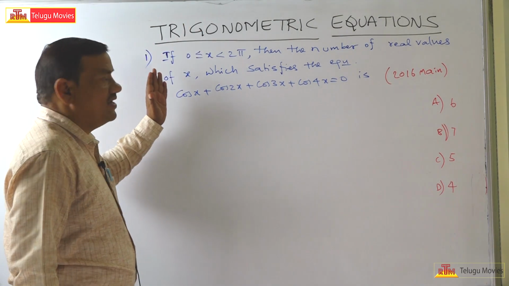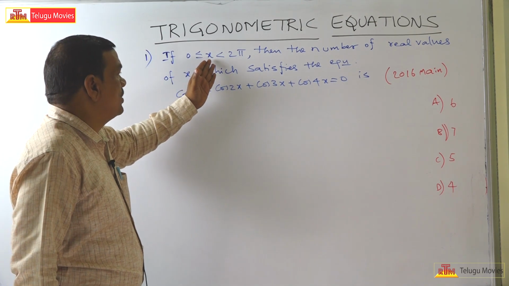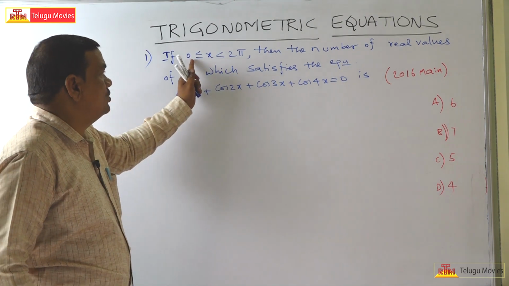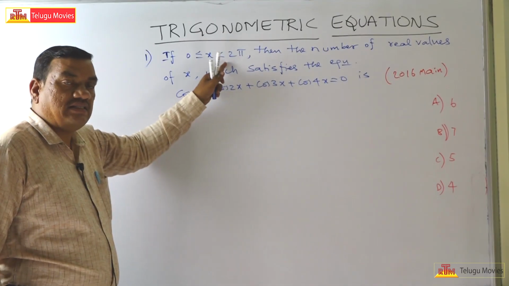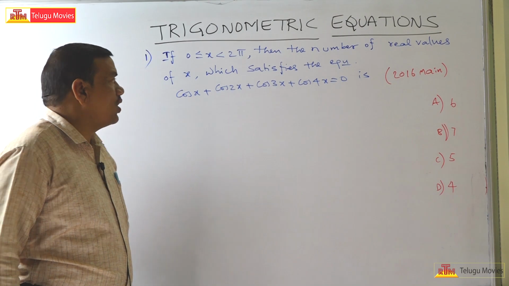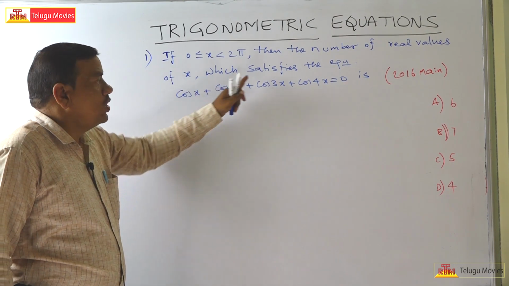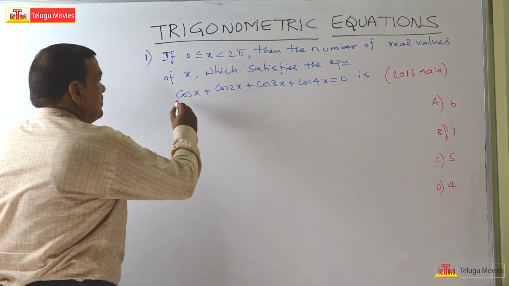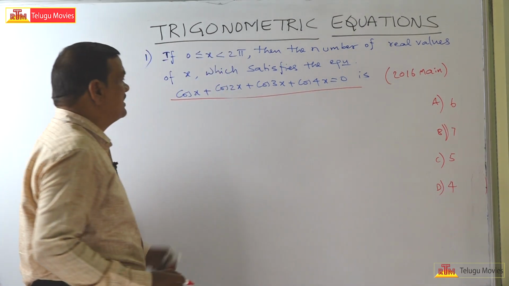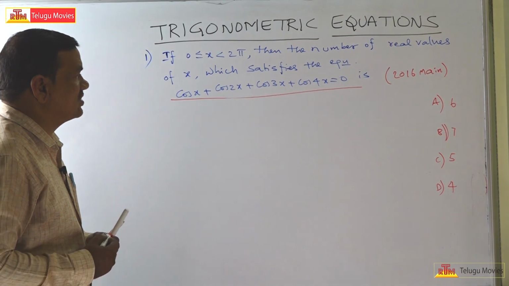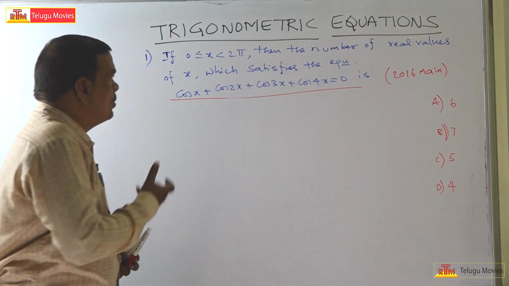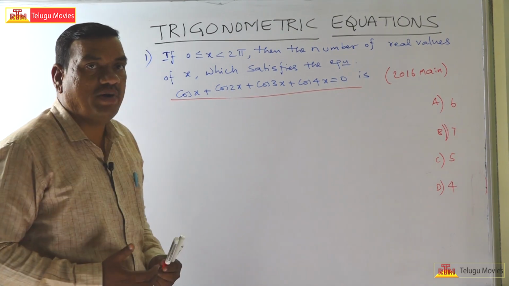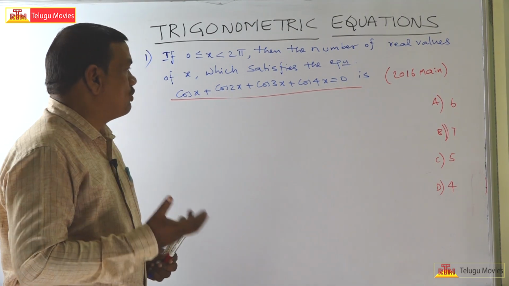The first problem is: if 0 ≤ x < 2π, that means your x value lies between 0 and 2π, then find the number of real values of x which satisfy this equation: cos x + cos 2x + cos 3x + cos 4x = 0. This is a trigonometric equation because it involves the trigonometric functions cos x, cos 2x, cos 3x, cos 4x.